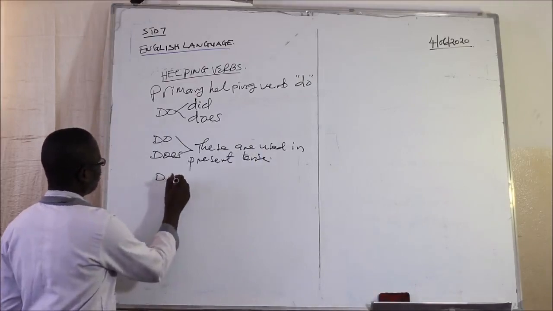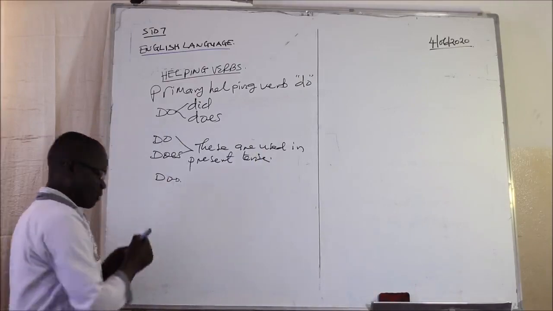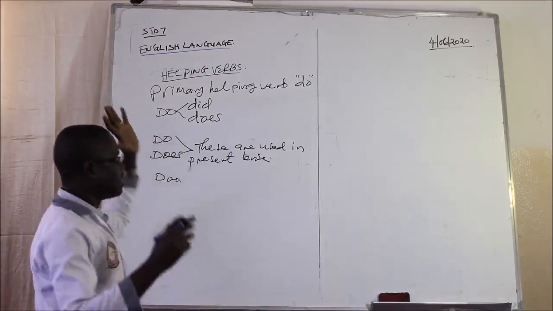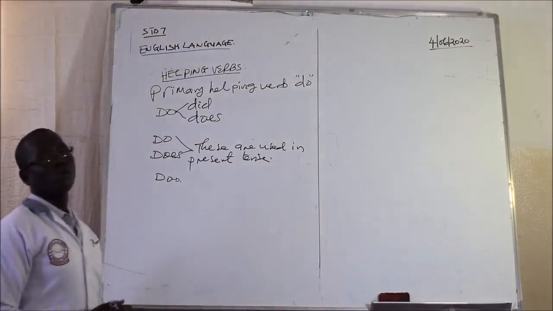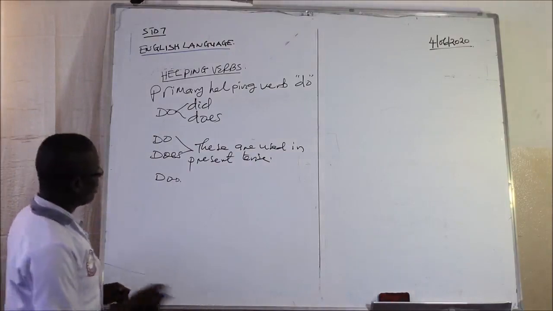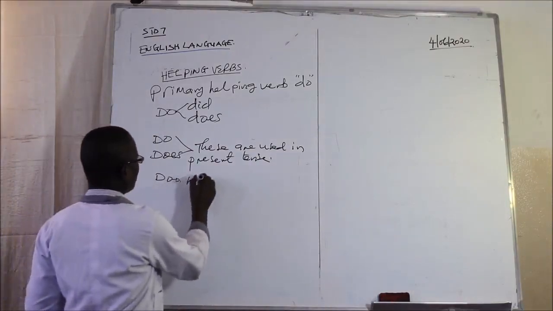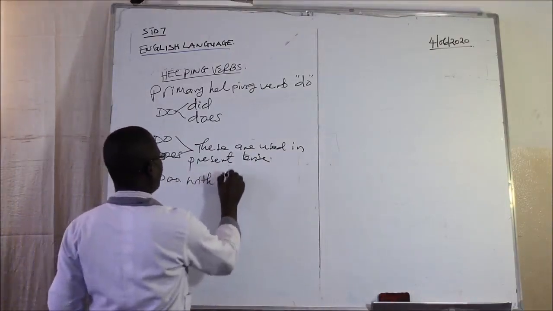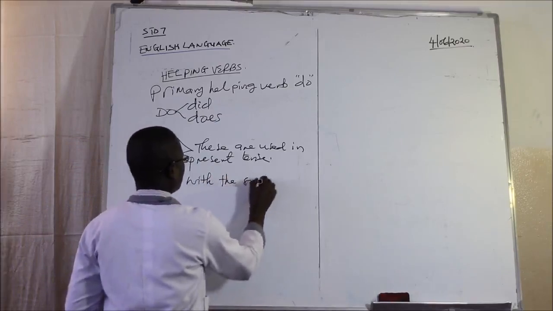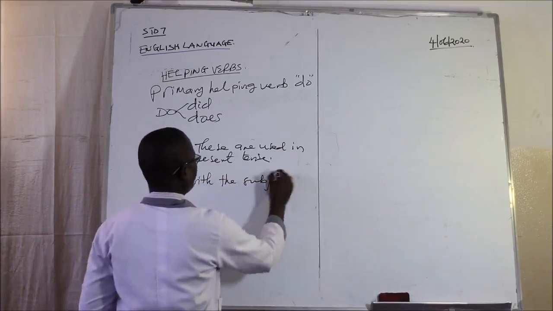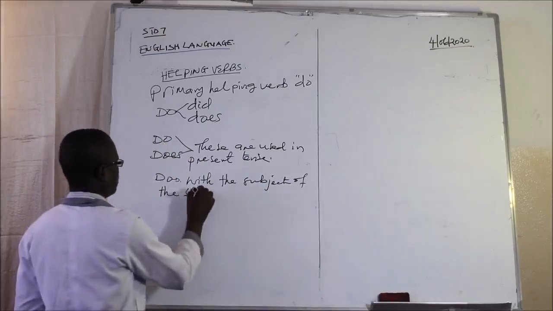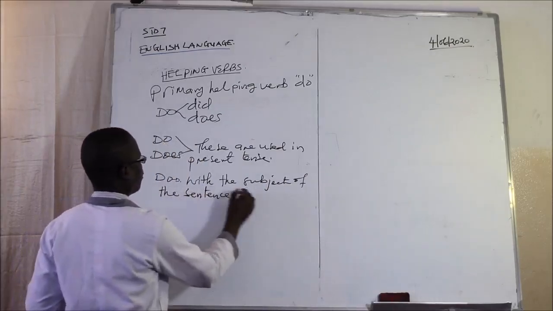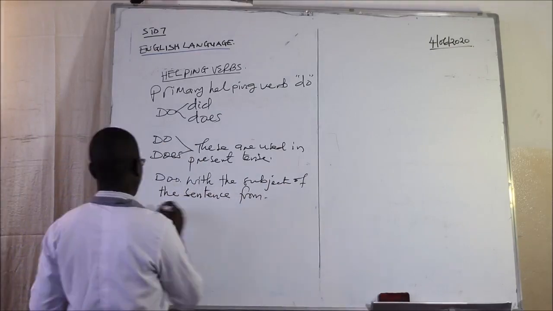Like what I have told you, we are using do or does depending on the subject of the sentence. Let's see what subjects we use with do. We use do with the subject of the sentence, from number one.